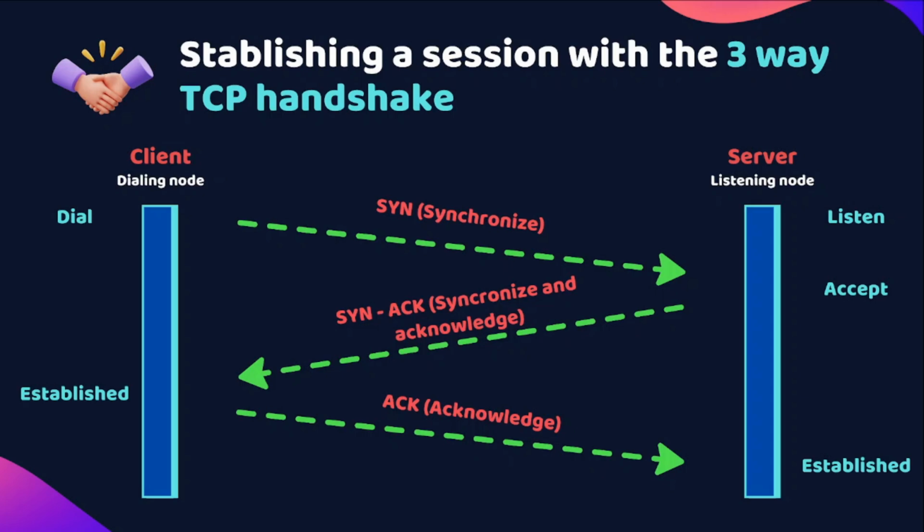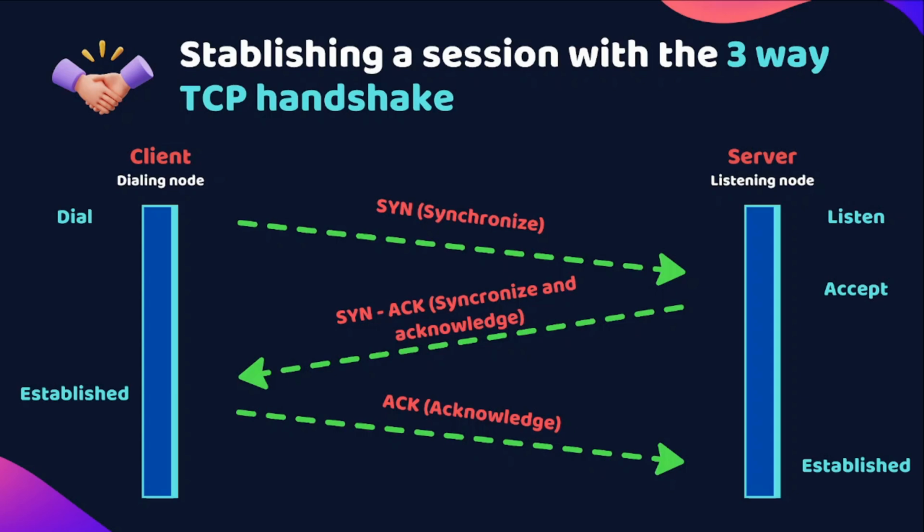Before it can establish a TCP session, the server must listen for incoming connections and wait to react to them. So the server must be listening in order for the client to connect to it. And that's why servers are the listening node. The first step of the handshake is the client sends a packet with the synchronize or SYN flag to the server. The SYN packet informs the server of the client's capabilities and preferred window settings for the rest of the conversation.